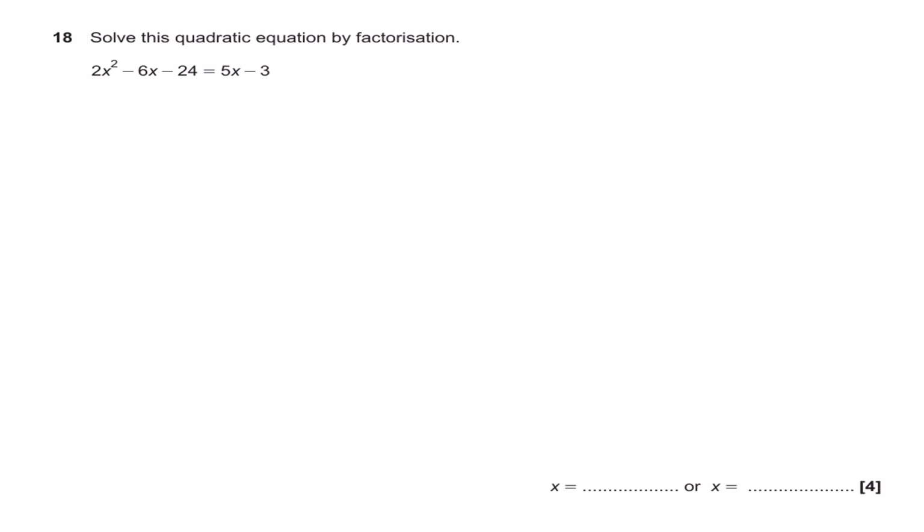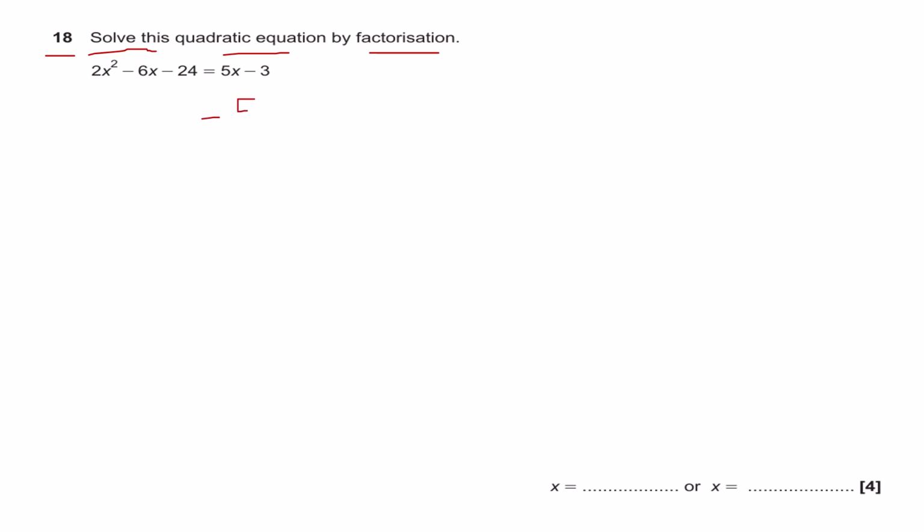Okay, folks, this is question number 18, taken from an OCR higher tier past paper, looking at solving quadratics by the method of factorization. So to solve this quadratic equation by factorization: x squared minus 6x minus 24 equals 5x minus 3. Step 1, I want to make the quadratic equal to 0 before I solve it at all.